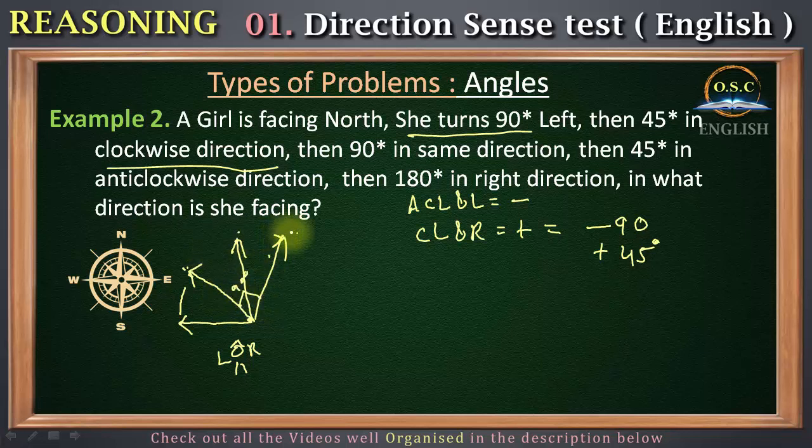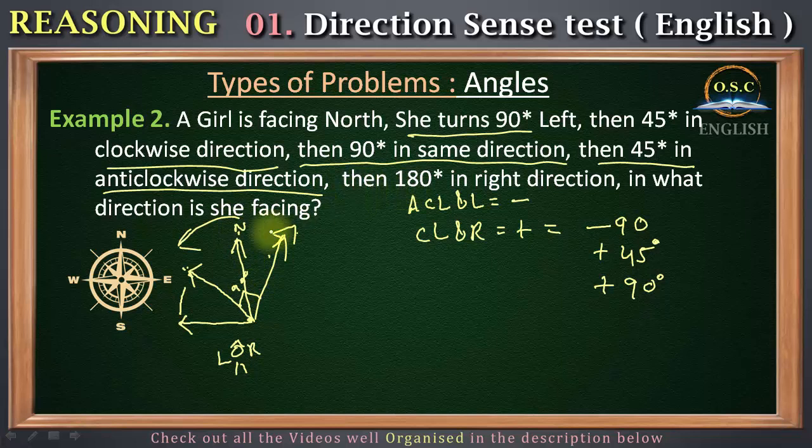Okay, so next what she does is 90 degree in same direction. So same direction will be plus 90 degree because that's clockwise direction. Then what she does is 45 degree in anti-clockwise direction. So now she's already facing this side. What she does here is she goes anti-clockwise. Anti-clockwise will be this side, right? So how much she turns? 45 degree. So 45 degree she's going to look at this side. So now she's facing north side.